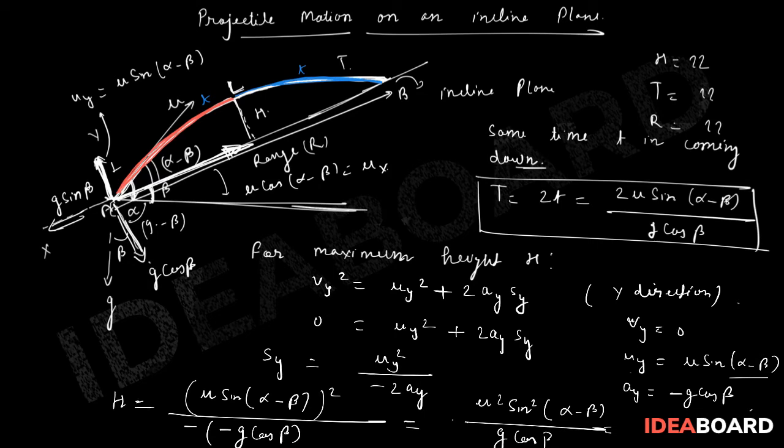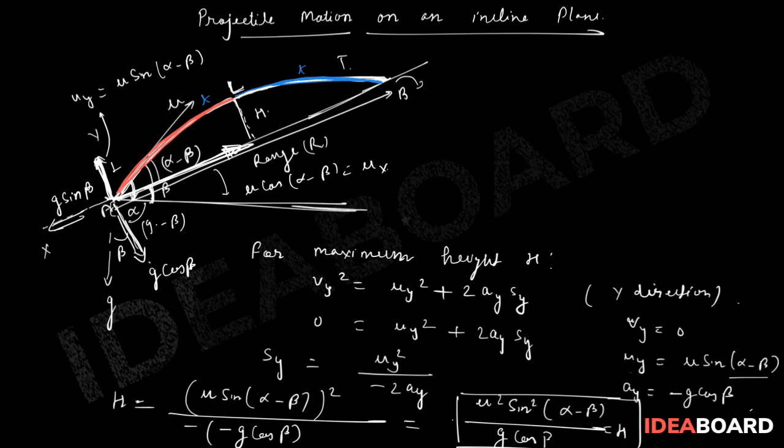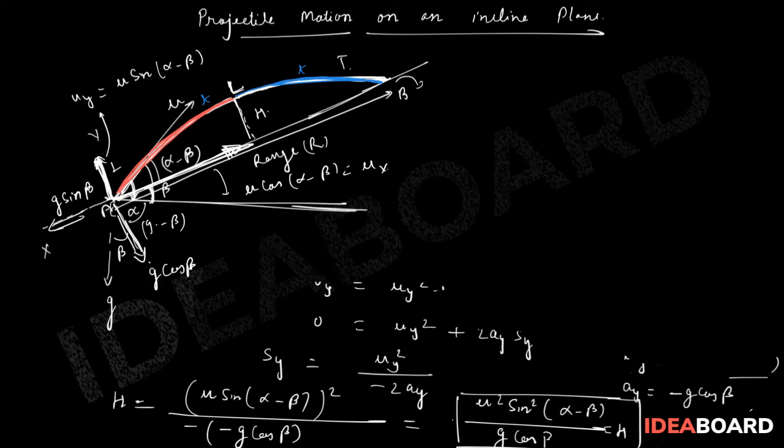2g cos beta, which is going to be the value of h, right? So this is going to be the value of h. That's how we calculate the value of maximum height in projectile motion. And of course for the range, now we can apply, so let us remove this.